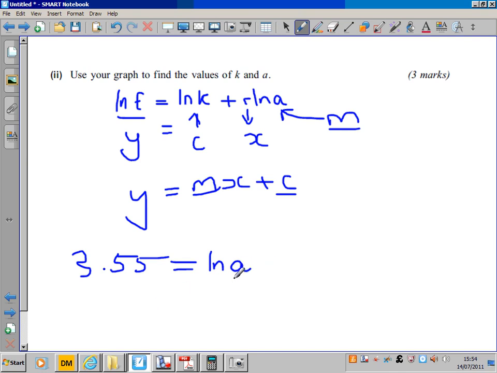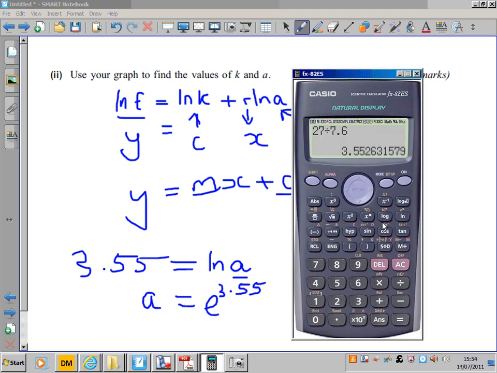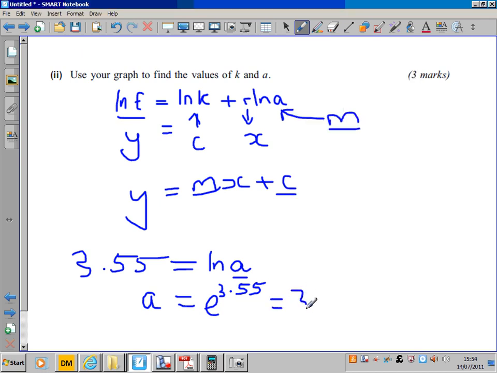So therefore, to find what A is equal to, I need to undo the ln. And the opposite of ln is e to the power of. So therefore, A is equal to e to the power of 3.55. So I'll type that in my calculator. So e to the power of 3.55 equals 34.8. Okay, so I'll go with that as my answer. So A equals 34.8. Right, now I need to find my value for K.